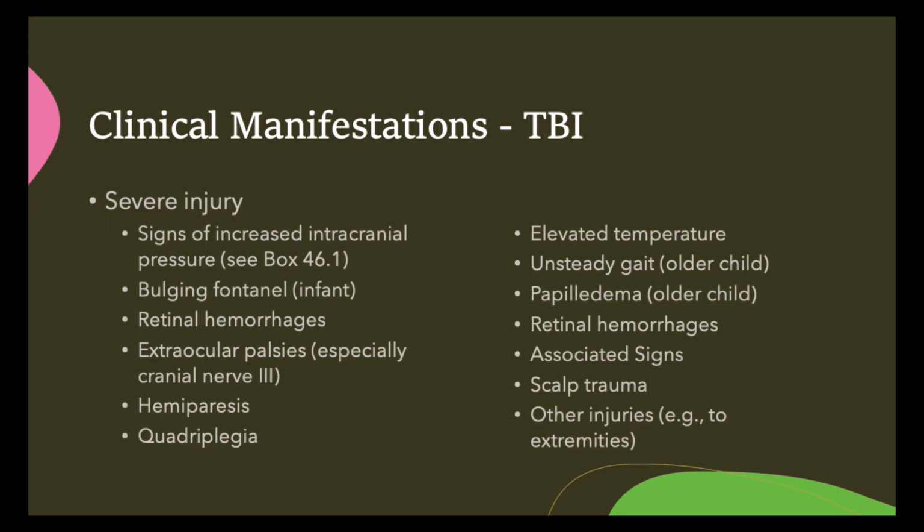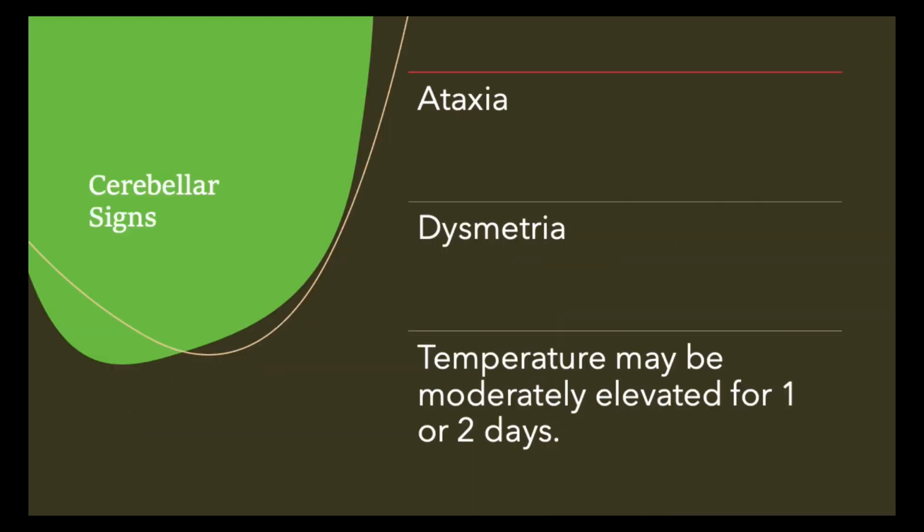Some severe clinical manifestations of TBIs include signs of increased intracranial pressure, which we talked about earlier in the video series. In addition, they can have a bulging fontanelle. They can lose movement of half or all of their body. And because your brain is responsible for thermoregulation, you can have an elevated temperature as well. Damage to the cerebellum is a little bit different, and you can see different cerebellar signs, including ataxia, dysmetria, which just means uncoordinated movements, and a moderate elevation in temperature for 1 to 2 days after the injury.